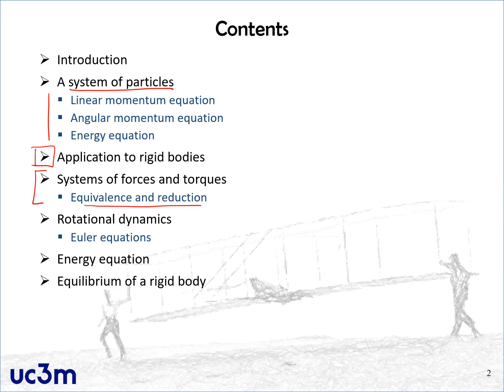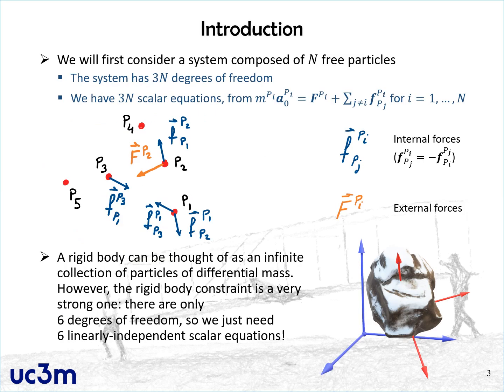Next, we will move on to the rotational dynamics, and in this context, we will derive Euler's equations. To close this lecture, we will take a look at the energy equation for rigid bodies and the equilibrium conditions for rigid bodies. Okay, so let us begin by considering a system of n free particles.